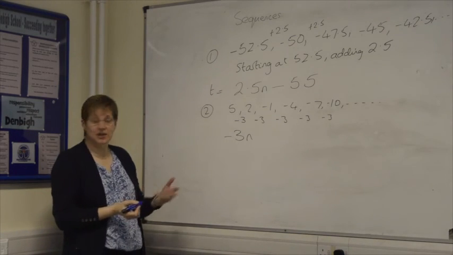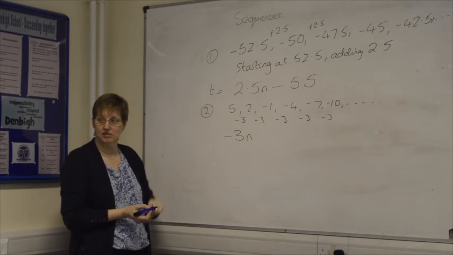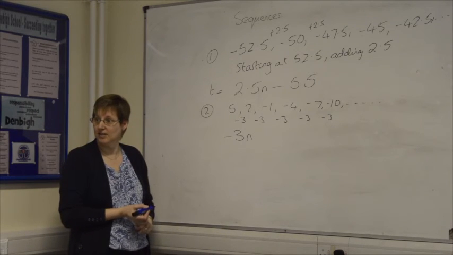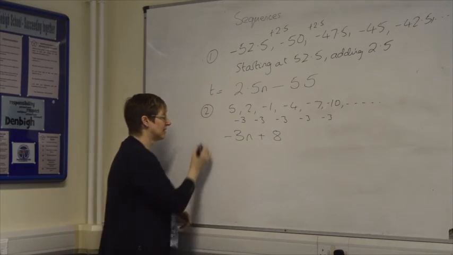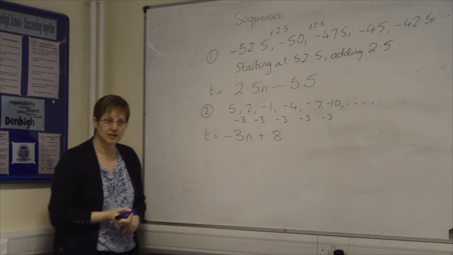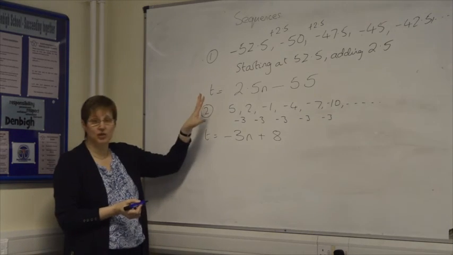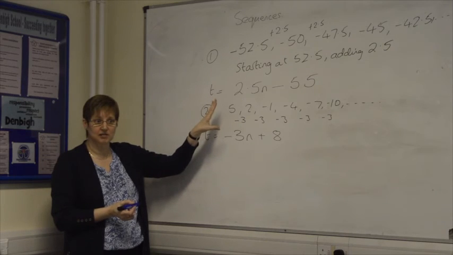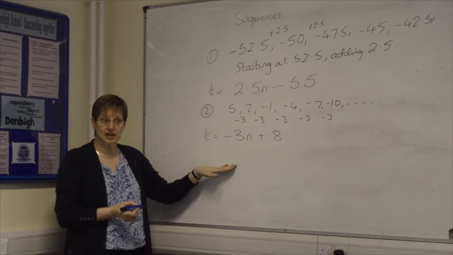But my minus 3 times table starts at minus 3 and this starts at 5, so what do I need to do? Go on. I'll add 8. Add 8. Same rule, isn't it? We're doing the same things every time. Even though the numbers have got quite a bit more complex now, the rule that we've been putting together still works. Still gives us exactly the right thing.